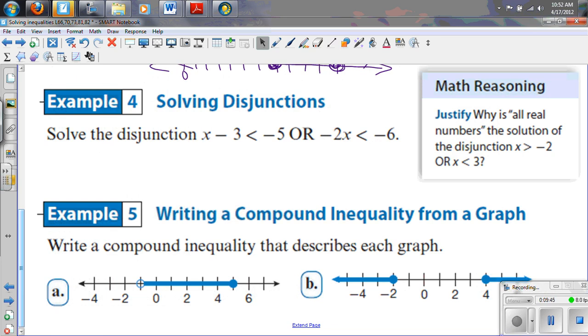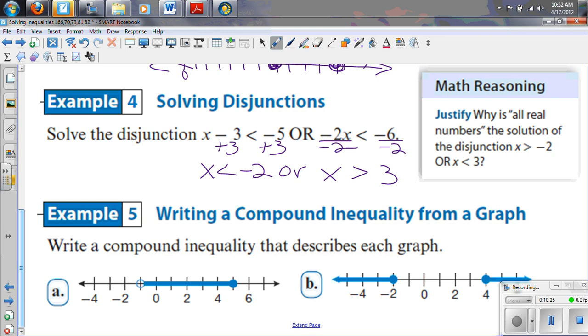When we're solving disjunctions, we solve them just like we would any other equality or inequality. So on this, we're going to solve the two parts. So here, x minus 3 is less than negative 5. So we're going to add 3 to both sides. And so x is less than negative 2. Or, we're going to solve the second one. We're going to divide both sides by -2. So x is less than -2, or x is, we forgot to do something when we divided here. Remember, when you divide by a negative, you should change the inequality. So please be careful that you're changing the inequality there.